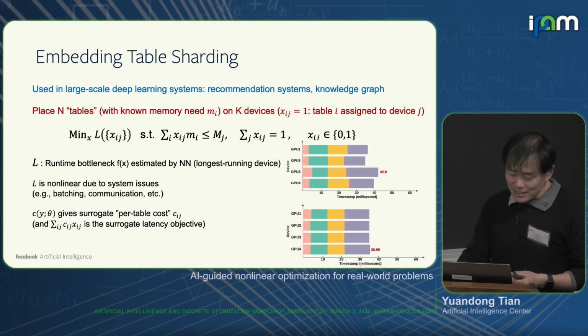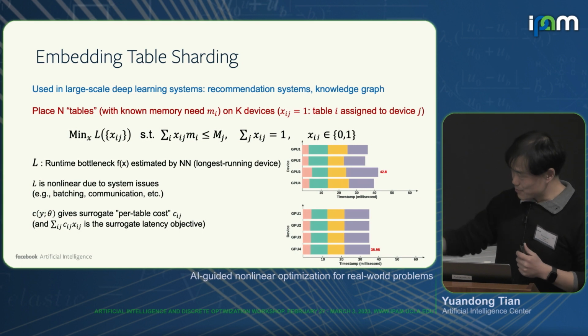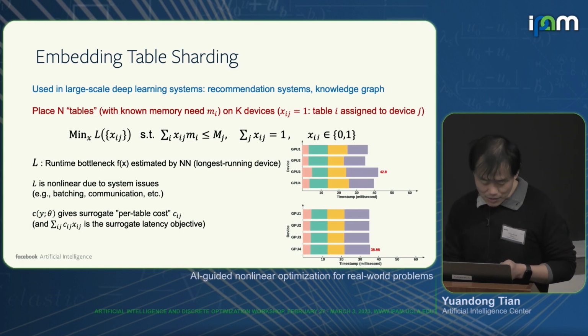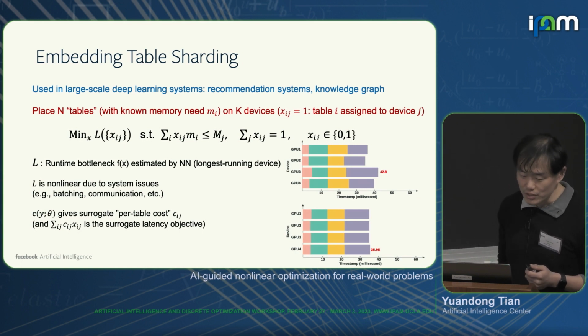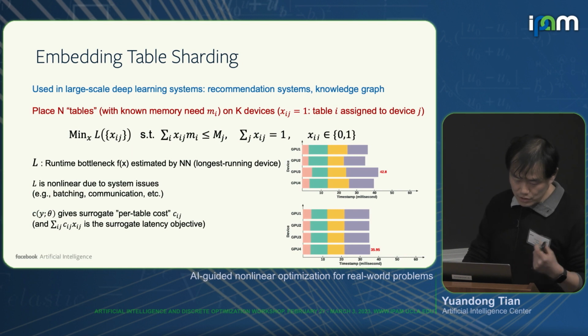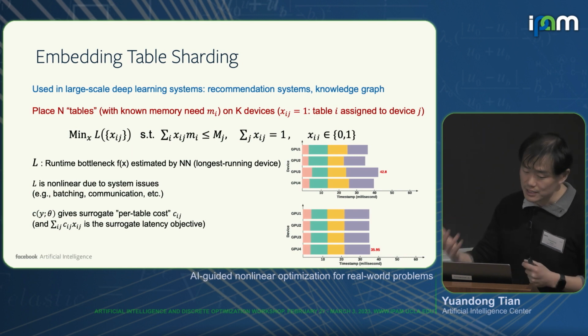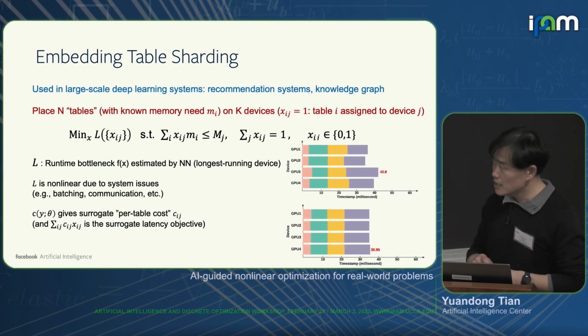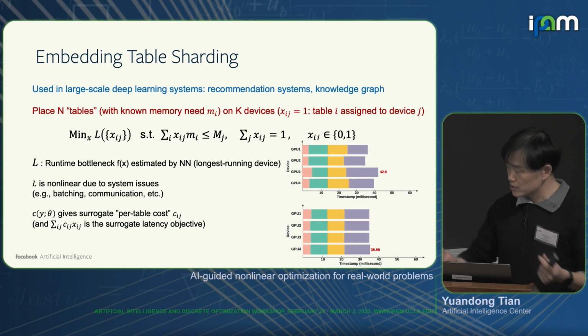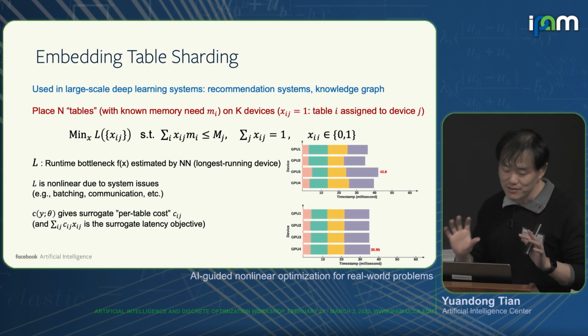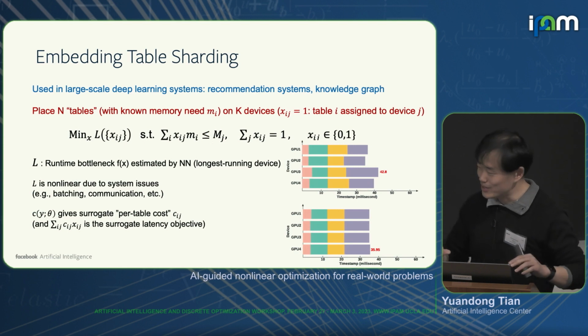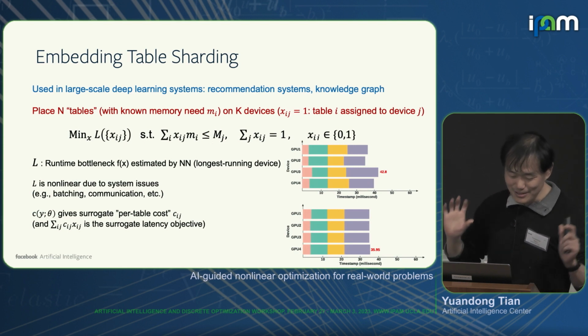So then, let's proceed to talk about our final results for these 2 problems. One is called embedding table sharding. That's a real problem in training neural networks. More specifically, this is useful for training our S models. It's public, so I can say that.